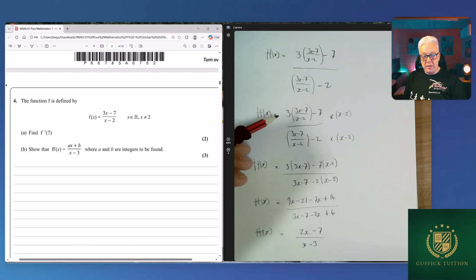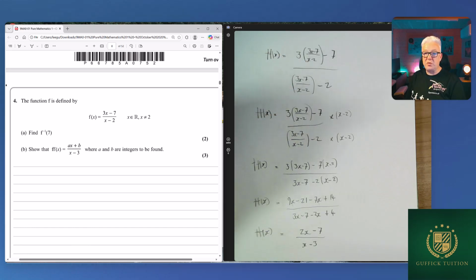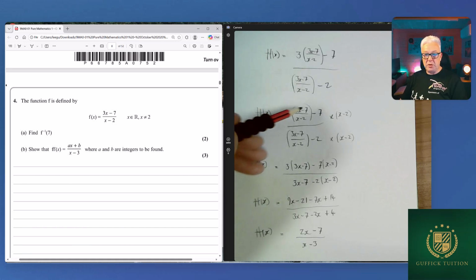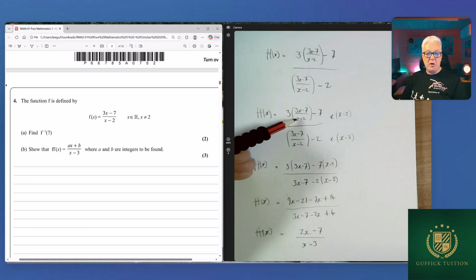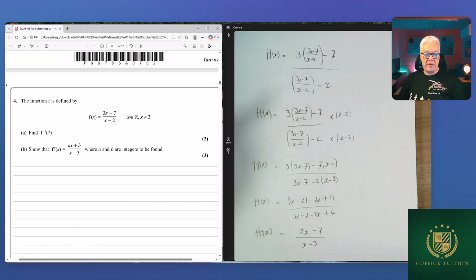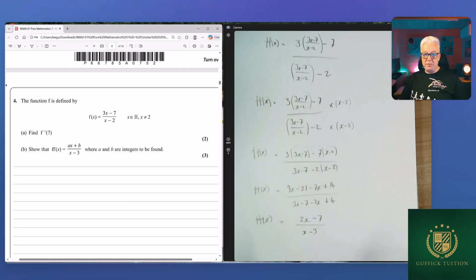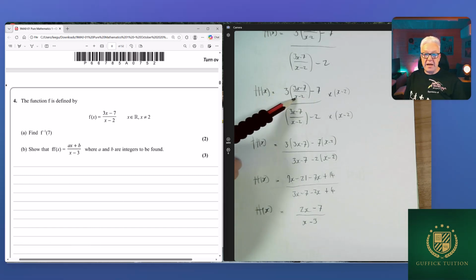So now my advice to anybody would be, whenever you've got this kind of situation where you have fractions within a fraction, the most sensible approach is to multiply the numerator and the denominator by whatever it is that's causing it to be a fraction within a fraction. In this case, you can see that the x minus 2 is the thing that's causing it to be a fraction within a fraction.